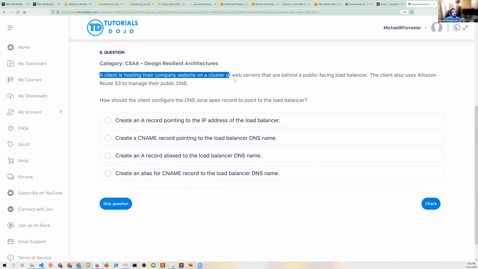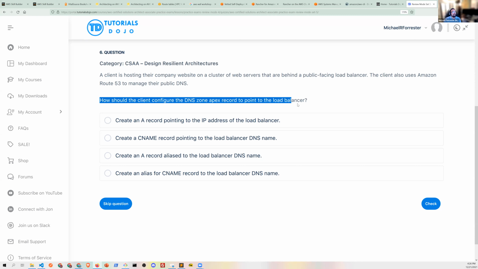A client is hosting a company website on a cluster of web servers that are behind a publicly facing load balancer. The client also uses Amazon Route 53 to manage their public DNS. How should the client configure the DNS zone apex to point to the load balancer? How in the world are we going to assign DNS to this load balancer? This is an old question, by the way. It's been around for 10 years.